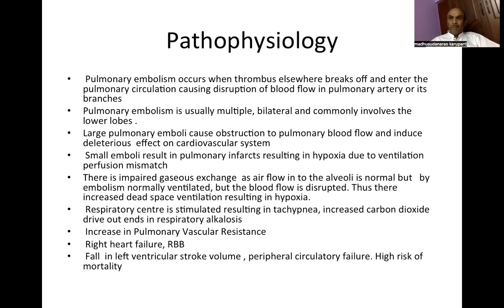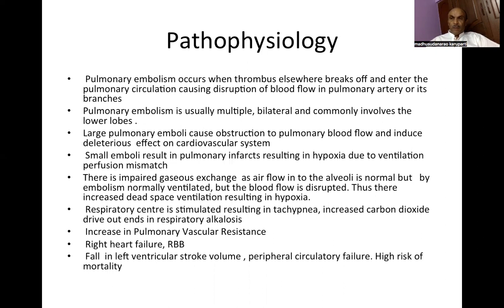That results in reduced filling of the left ventricle. So left ventricular stroke volume is reduced, and that results in peripheral circulatory failure. Massive pulmonary embolism is a cause of cardiac arrest. Okay. Peripheral circulatory failure, cardiac arrest.